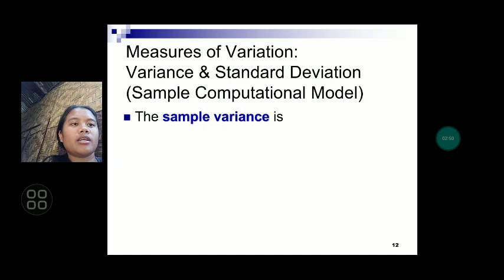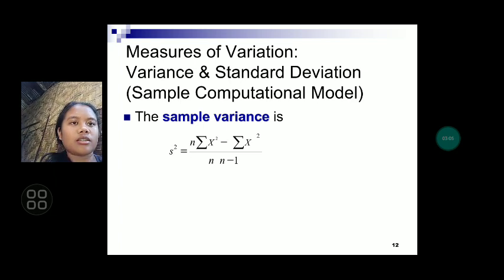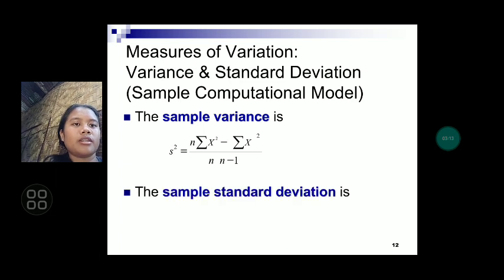The sample variance is s² = [nΣx² − (Σx)²] / [n(n − 1)]. So there is also Σx², then the n is doubled, n times n, and then n minus 1. The sample standard deviation is s, the square root of the variance.